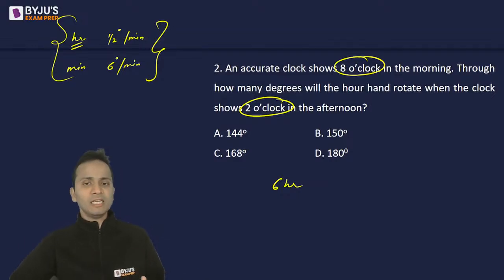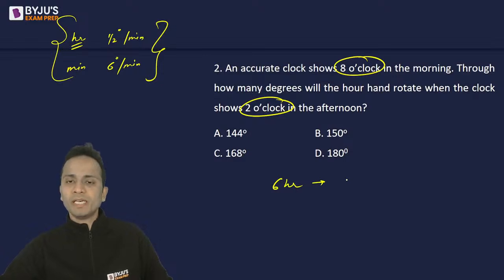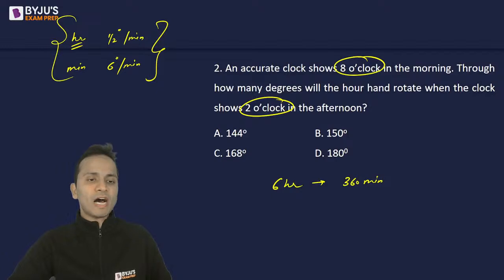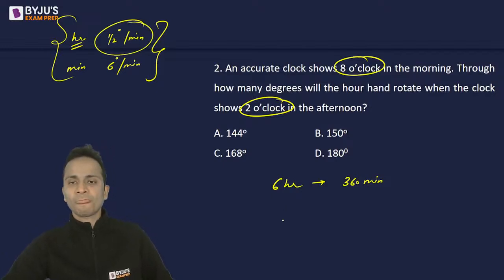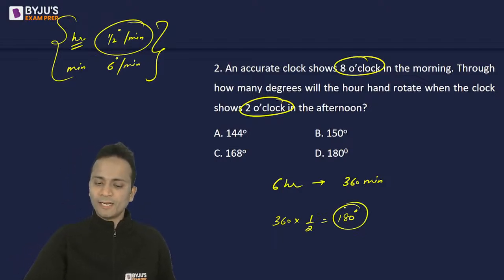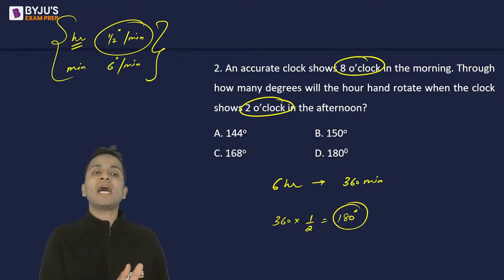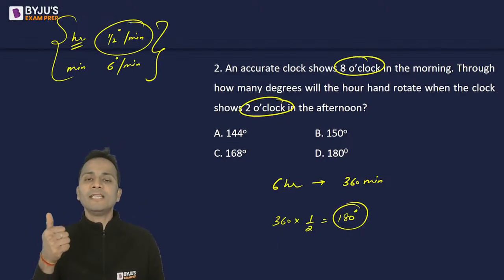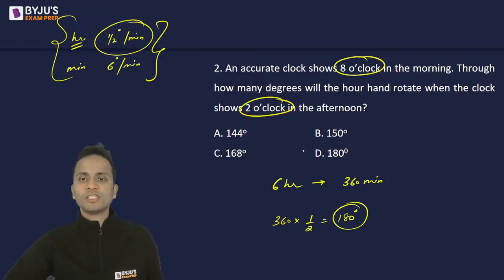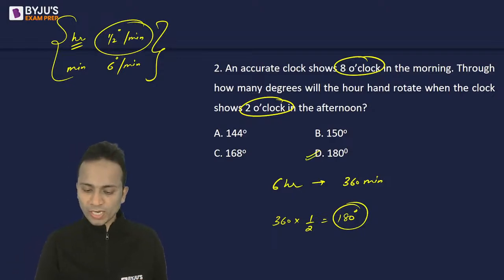But still, 6 hours can be converted into minutes, so that will be 360 minutes. The speed of the hour hand is half a degree per minute, so in 360 minutes it will cover 360 multiplied by half, and definitely it should give you the same answer, that is 180 degrees. So you must remember the speed of the hour hand and minute hand in degrees per minute. The correct answer of this question should be option D, that is 180.